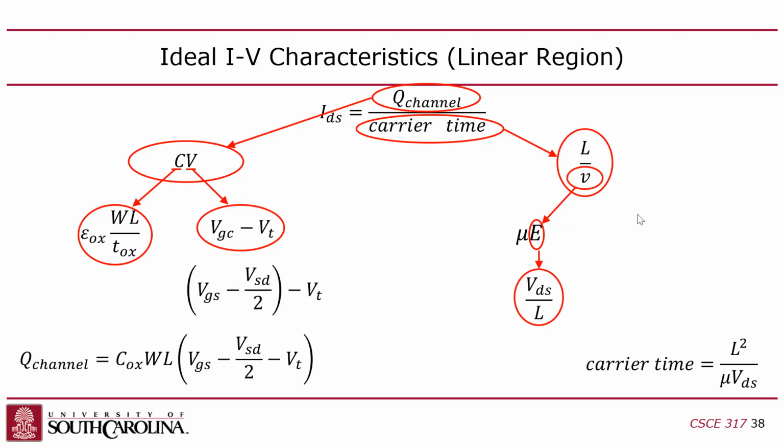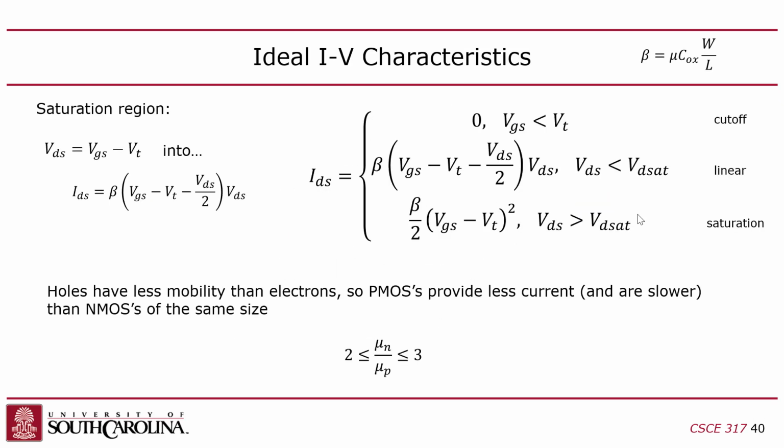So IDS is going to be, for the linear region, what you end up doing is you have this beta term, which is the mobility times the oxide capacitance over width and length. That beta term is going to be your technology term, because the mobility and the oxide capacitance are baked in. And the width and the length, you can control those as a designer, but you're typically going to use your minimal values when you're doing digital logic.